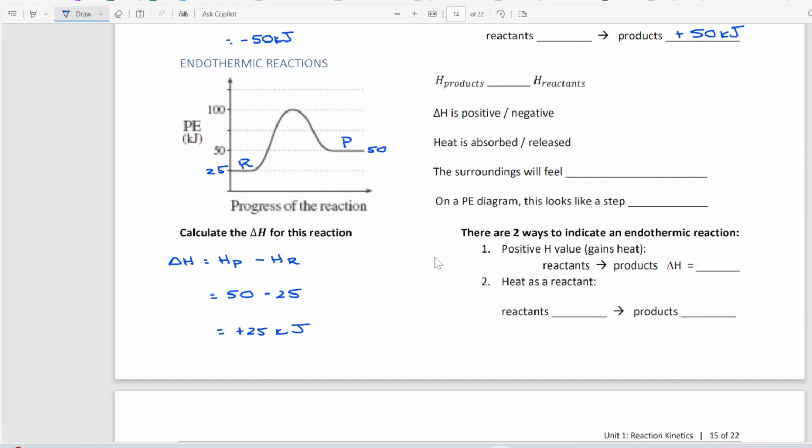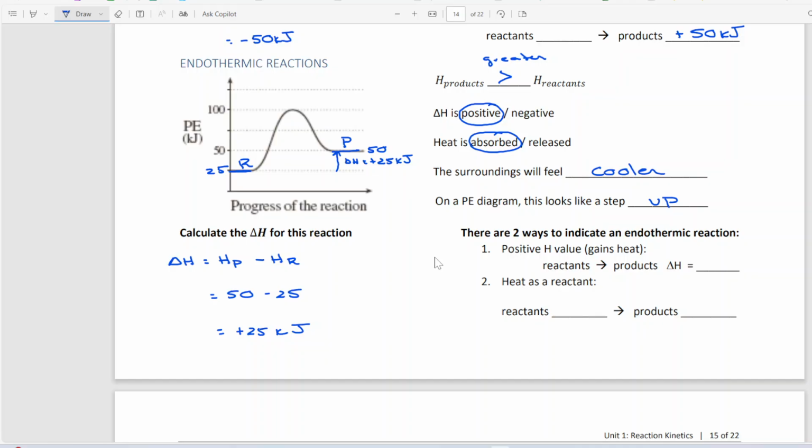Now, why did this happen? Well, in this example, the heat energy of the products was greater than the heat energy of the reactants. So if you don't like those signs, again, you can just write the word greater. So my delta H came out as positive, and what that means for my system is that heat energy was absorbed by my reaction. I went from having 25 in the beginning, and at the end of my reaction, I had 50, which means my delta H was an absorption of energy, and specifically 25 kilojoules in this example, which means that if you're taking heat energy from the surroundings, they will feel cooler. On a potential energy diagram, this looks like a step up, right? Reactants are down here, products are up here.